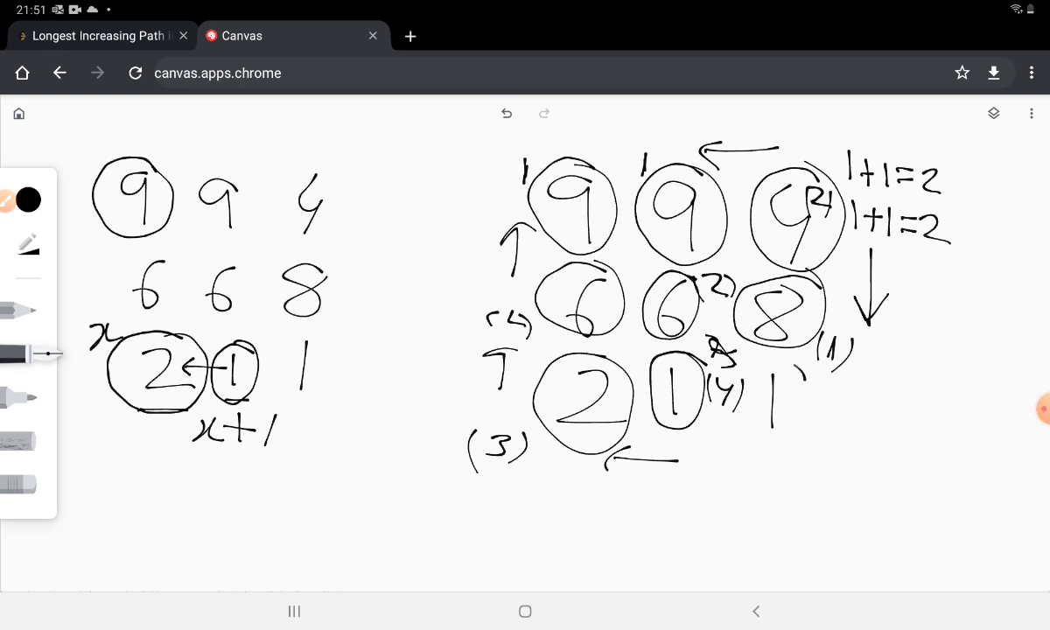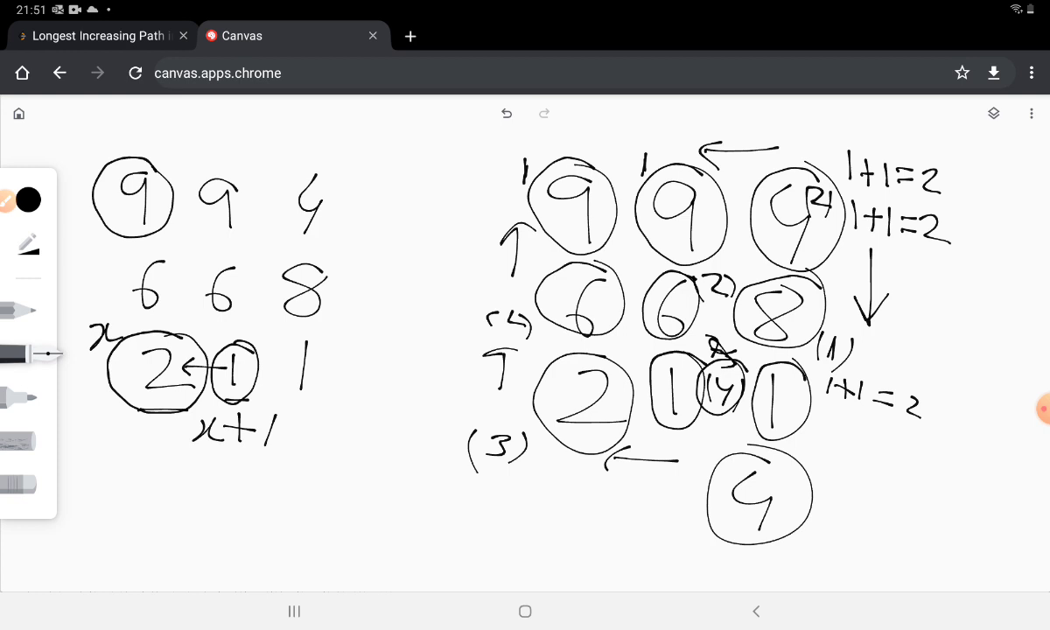Now let's come to this final one. Now from this one, where all can we go? We can go to the 8 on top of it. That's the only place, and its path length is 1 at 8. So 1 plus 1, this becomes equal to 2. So overall we see that this 4 is the longest increasing path in this matrix. So we would output this answer as 4. So basically this path is going from 1 to 2 to 6 to 9.